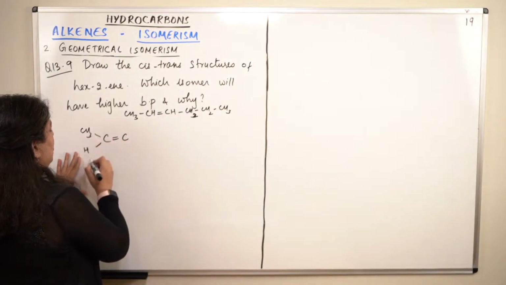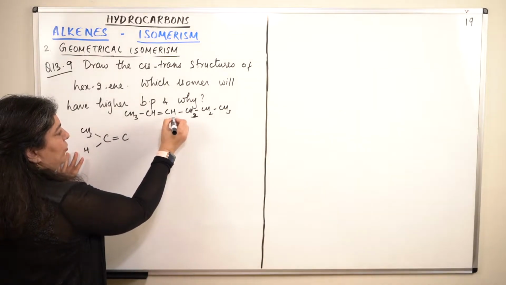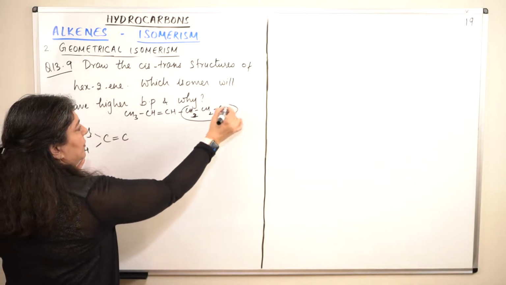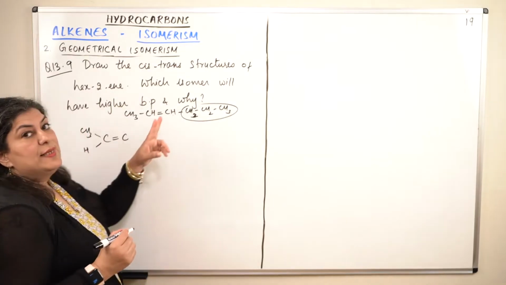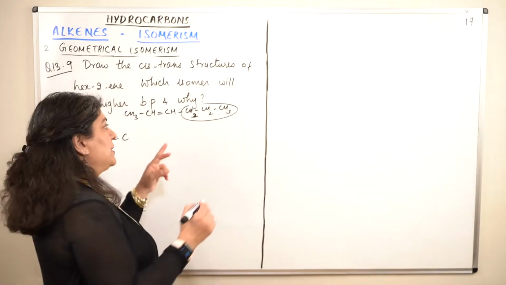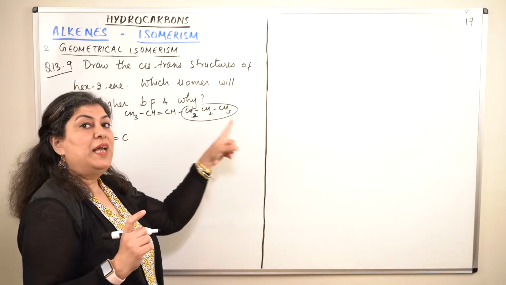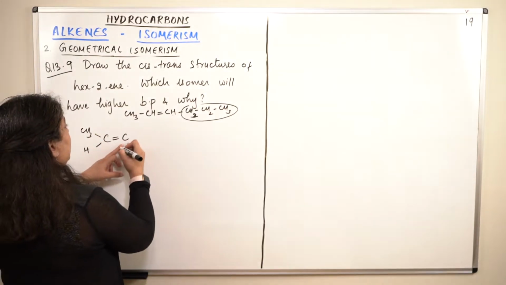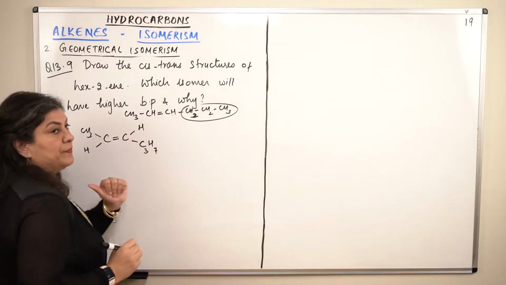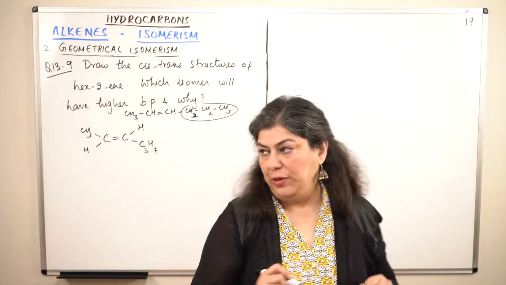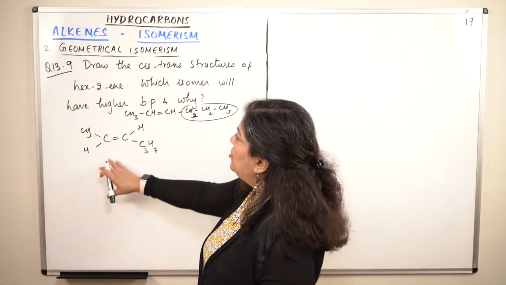If I have to draw the isomers for it, I'll get C, CH3, H, and with this carbon, what are the two groups attached? One is this hydrogen, and the other is this entire group, that is the propyl group. What is the propyl group? CnH2n+1, so it will be C3H7. So you write here CH and C3H7, right? This is the propyl group. And which isomer is this? This would be the trans isomer.